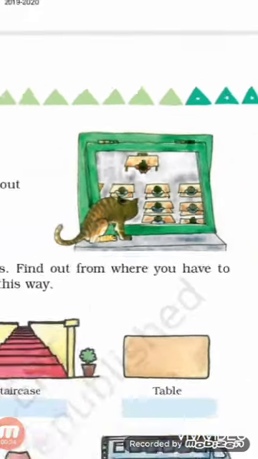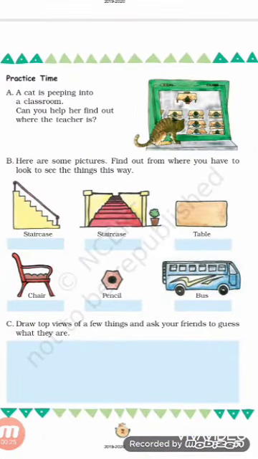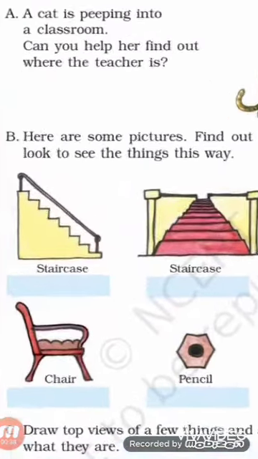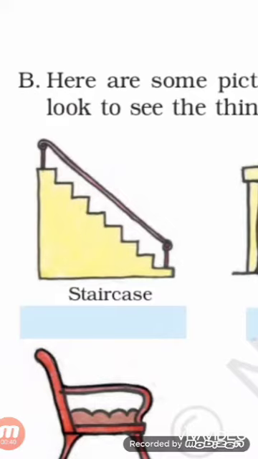Okay, very good. Now see again here, B exercise. Here some pictures are given to you. You have to find out whether it is the side view of the picture or the top view of the picture. We will look at the first picture. See, the first picture is of the staircase. This is the side view of the staircase. You can see the whole staircase properly. So it is the side view of the staircase. So we will write in the box side view.